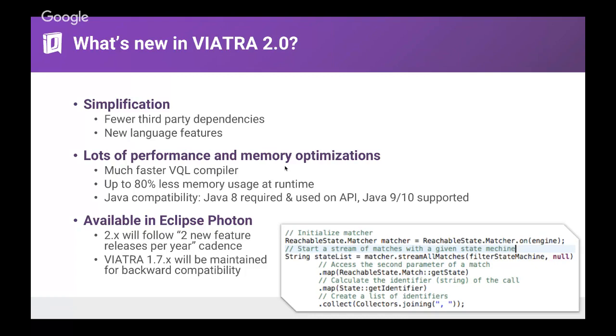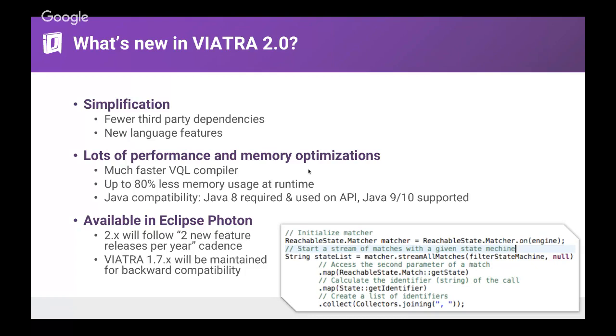Finally, for a long time, VIATRA has been very conservative in terms of the Java version that was required for using it. We maintained this Java 7 requirement throughout the 1.x series, but for 2.0, we wanted to move into the future. So now Java 8 is a requirement, and some Java 8 specific features are used in the API, like the streaming API, from which I included a small code sample here. And it's fully supported to run this technology on Java 9 and 10 as well. So we actually test in that context as well.